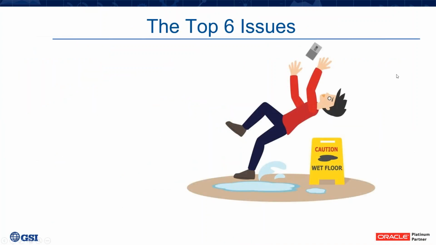Okay, so with that said, let's take a look at the top 6 issues. First, I'll go over them at a high level, and then we'll drill into each one in a little bit more detail. Now, these are ranked in what I think is a priority order. And what I mean by that is the more instances that an issue causes, the higher it ranks.